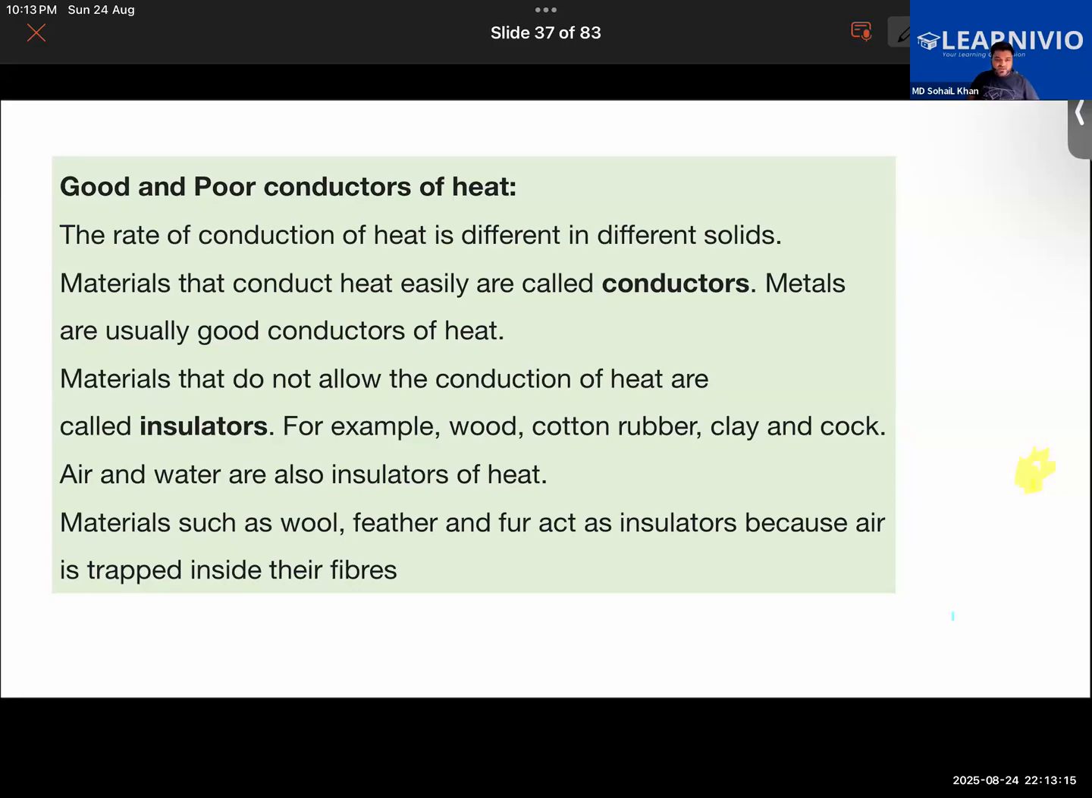Then we have substances that allow heat to pass through easily, and some that do not. Different objects have different rates of conduction. Those with a good rate of conduction, which allow heat to pass through very easily, are conductors, for example metals like iron and copper. Materials like wood, cotton, rubber, and clay do not allow heat to pass through easily. They offer so much resistance, hence they are insulators.